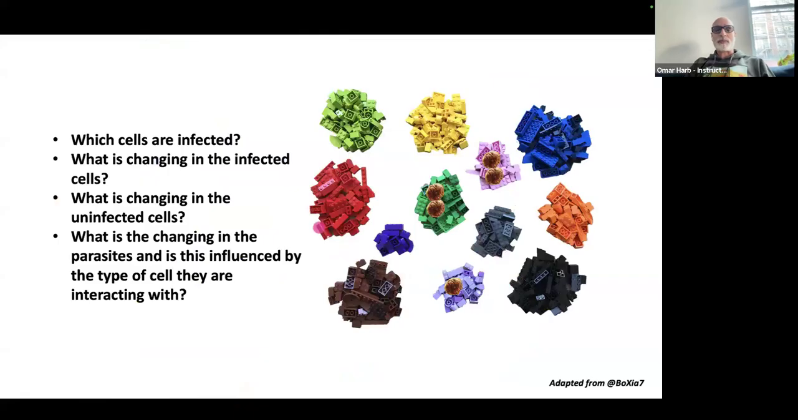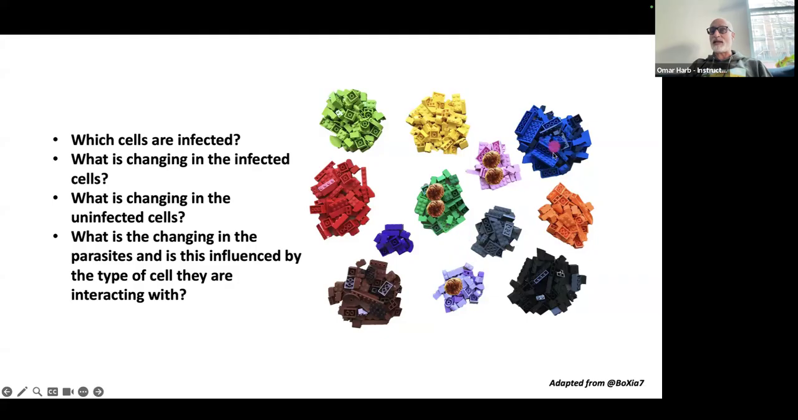So obviously, these are some of the questions you can ask. Which cells are infected? Obviously, that's clearly here. You can see that the green and these purple and pink cells are infected. What is changing in the infected cells? So if this was a time course, not only can you tell which cells are being infected, but also in those specific cells that are being infected, what is happening during the infection process.